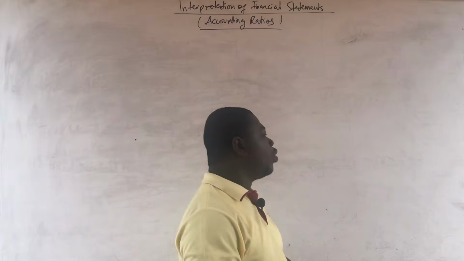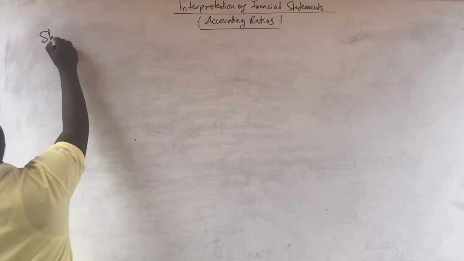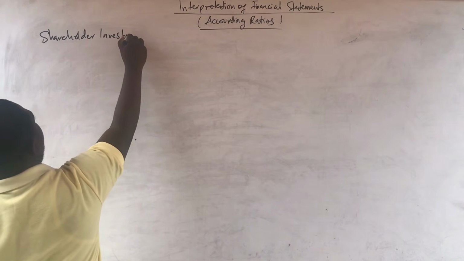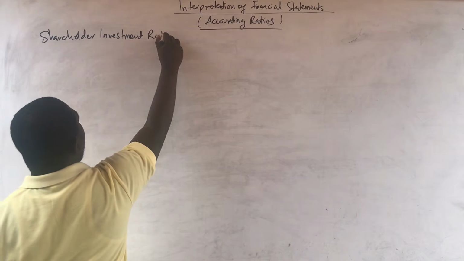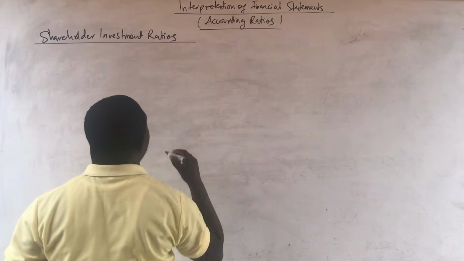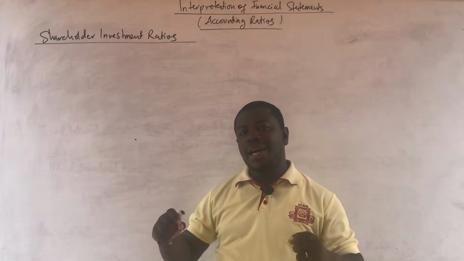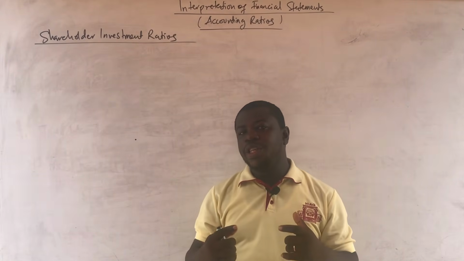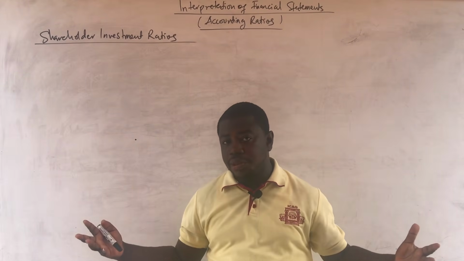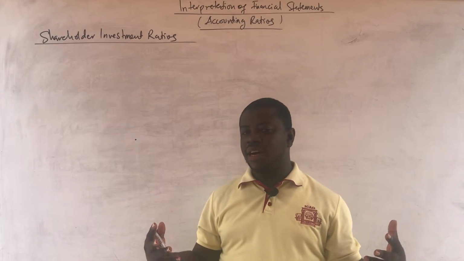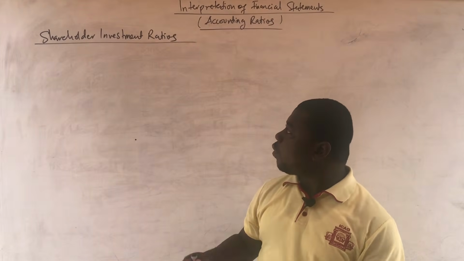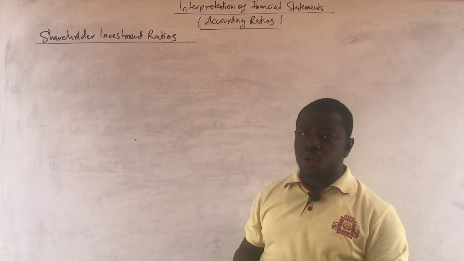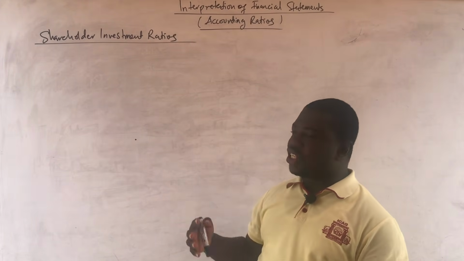Okay, so we'll say shareholder investment ratios. These are ratios that measure the returns to shareholders. Remember that the ultimate goal of shareholders is wealth maximization. They want to maximize their wealth as they invest in the company. And so we are going to use these ratios to analyze how well we are performing towards that goal. Okay, how well we are maximizing shareholders' wealth.